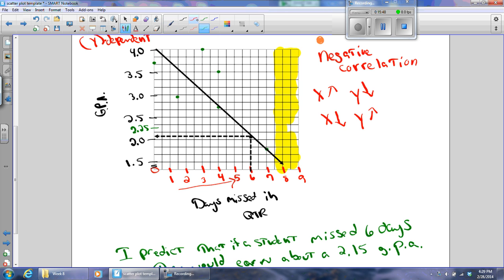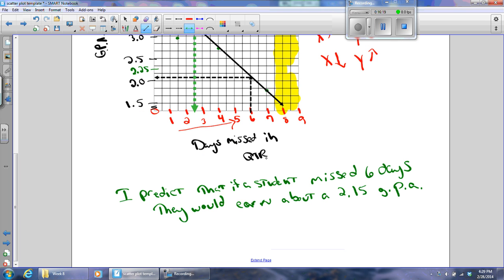We could say, what do you expect the GPA to be? Or excuse me, how many days do you expect a student to have missed if their GPA is, say, a 3.25? Well, let's go over here, 3.25. I hit the line, and then I'm going to come down here like this, and look at that. It looks like I'm at 2.5. So I would expect a student with a 3.25 GPA to have missed about 2.5 days based on this data. All right. I'm not going to do tons of examples of this. We're going to get lots of practice of this in class.